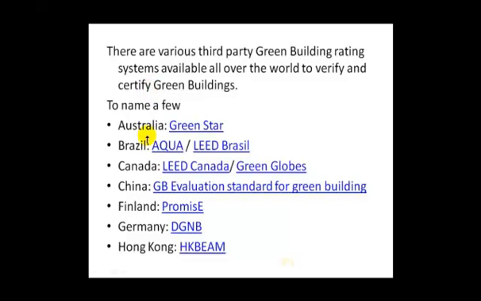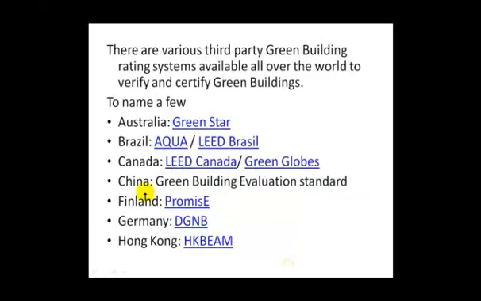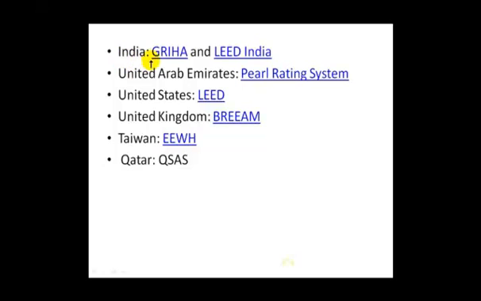To name a few, in Australia there is a green building rating system named Green Star. In Brazil there are 2 rating systems, namely Aqua and LEED Brazil. In Canada the rating systems are LEED Canada and Green Globes. China has the Green Building Evaluation Standard. In Finland, there is a rating system called Promise. In Germany, there is a rating system called DGNB. In Hong Kong, there is a rating system called HK-BEAM. In India, there are two rating systems, Griha and LEED India. In UAE, there is a rating system called the Estidama Pearl rating system. In the United States, there is LEED, and in the UK, there is BREEAM.